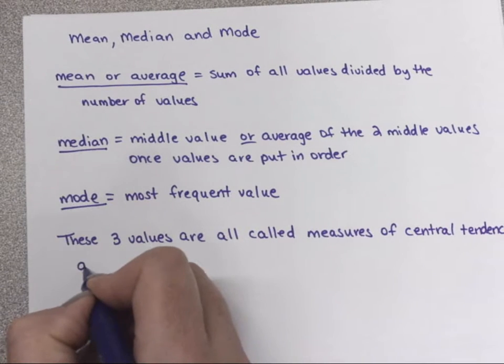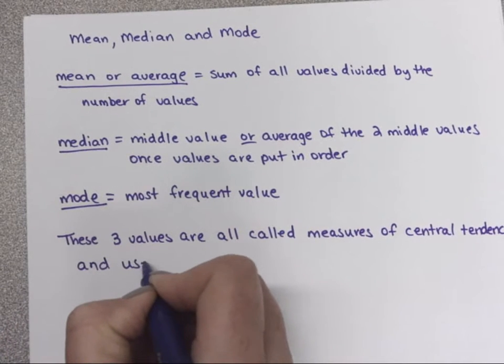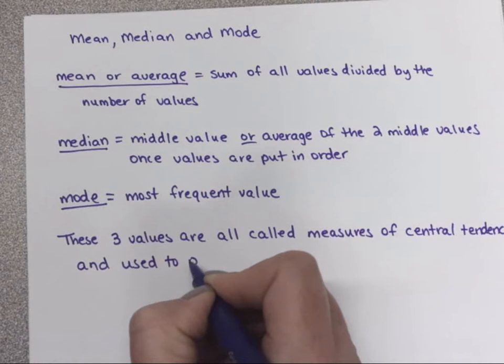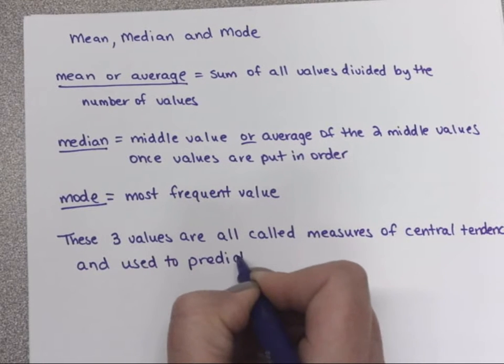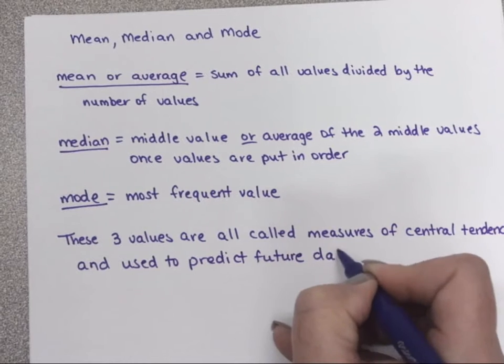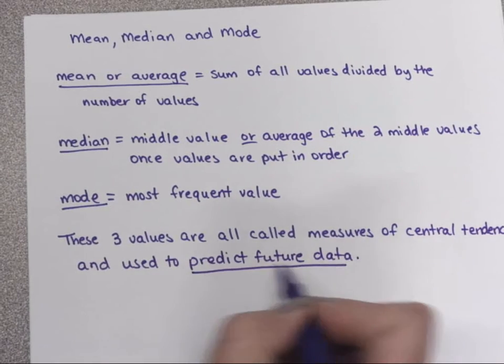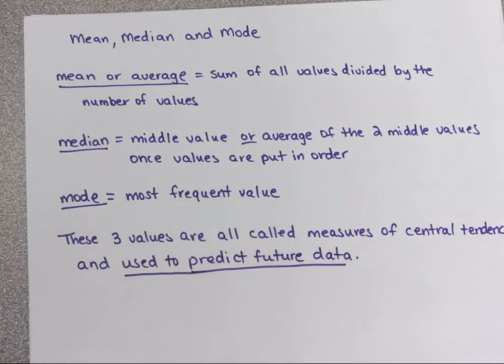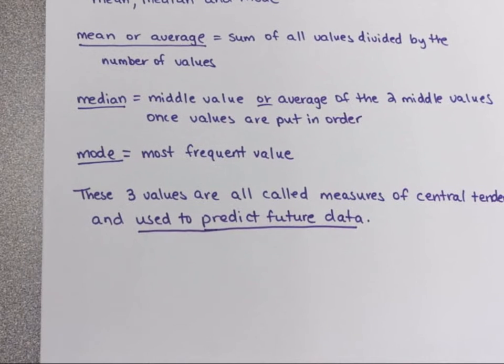We use these to predict future data. It would be kind of useless if we didn't have a point in combining them or summarizing them in some way. So the point of finding the mean, median, and the mode is used to predict future data. And frankly, sometimes one of these three is better than the other two at kind of determining what you can expect the values to be.